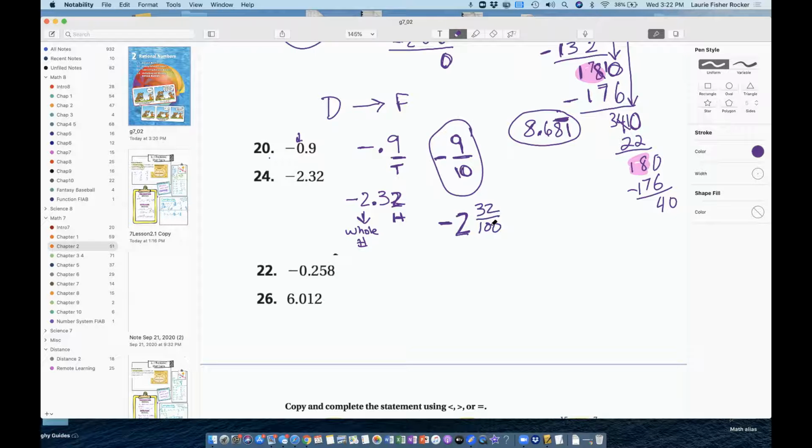But now I'm not in simplest form, so I have to reduce. When I reduce, I'm looking for a common factor, something that goes into 32 and 100. I recognize that 4 goes into 32 and 100. So my negative 2 doesn't change. I still have that out front. I'm going to divide: 32 divided by 4 is 8, and 100 divided by 4 is 25. And that is reduced, and that is done.